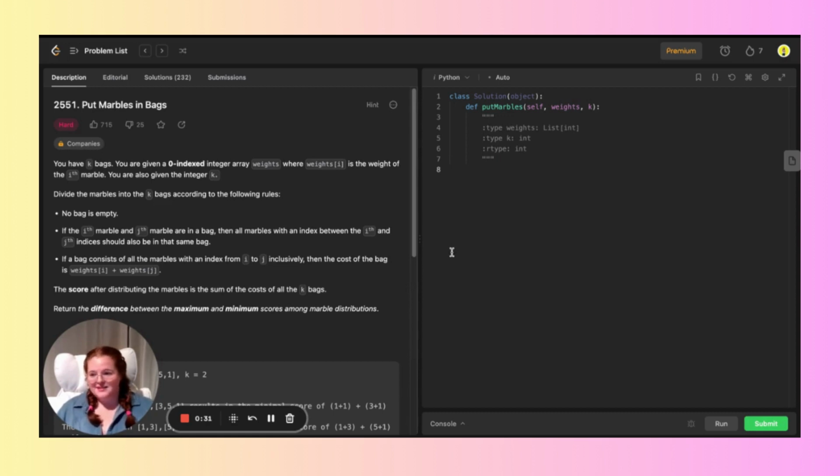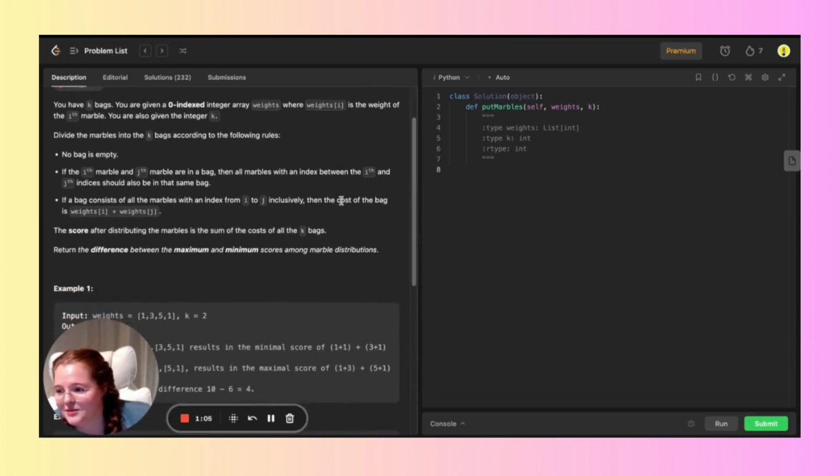By the way, this is going to be problem number 2551, Put Marbles in Bags. And I'm going to be doing the solution in Python. So let's read this question. You have K bags. You are given a 0-indexed integer array weights, where weights[i] is the weight of the ith marble. You're also given the integer K. Divide the marbles into K bags according to the following rules.